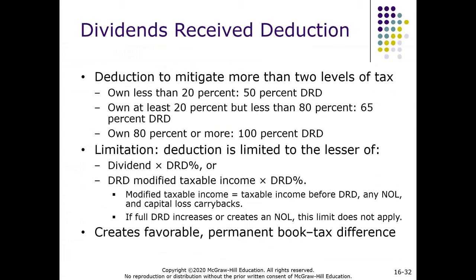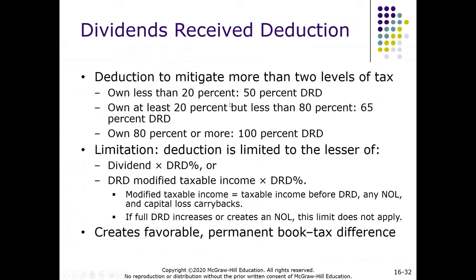Now, under the old rules, it was actually pretty easy. If you owned up to 20% of the company, you got a 70% dividends received deduction. Between 20 and 80%, you got an 80% dividends received deduction. And anything over 80, you got 100% off.